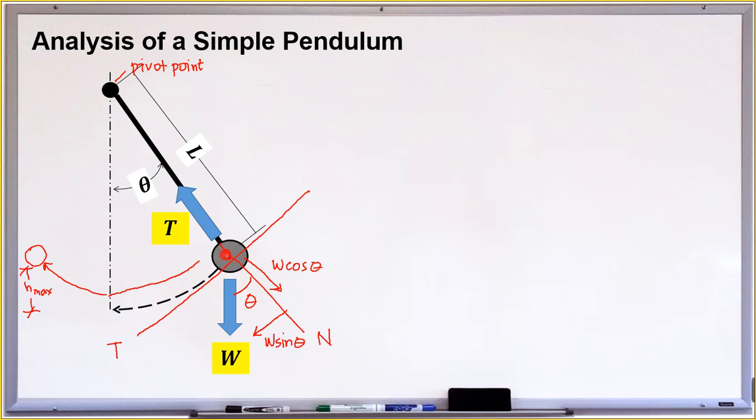Since its movement is downward, it is expected that our acceleration is downward. So this is the direction of our tangential acceleration. Always note that the tangential acceleration is along the tangential axis, and of course the normal acceleration points inward. So this is our normal acceleration.